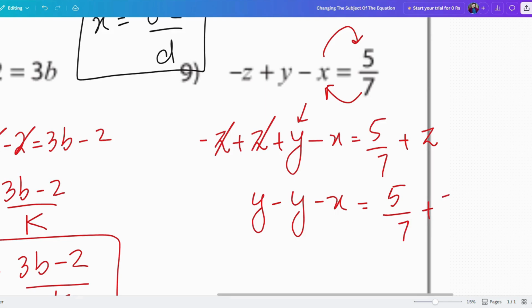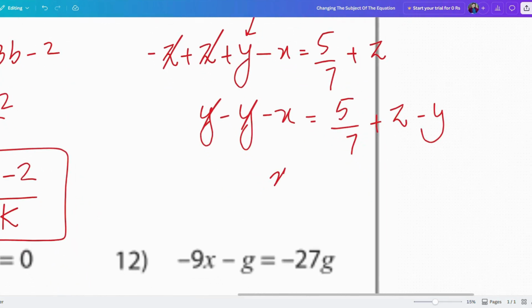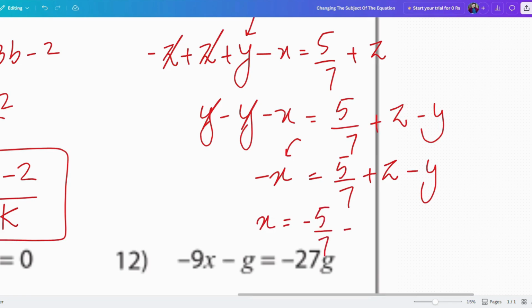5 over 7 plus x, z minus y, it will cancel out, and now I will be left with minus x equals 5 over 7 plus z minus y. As I need to get x, not negative x, I will multiply by negative 1 on both sides, so all the signs will be reversed. Okay, minus 5 over 7 minus z plus y. So this is going to be the solution for this question.